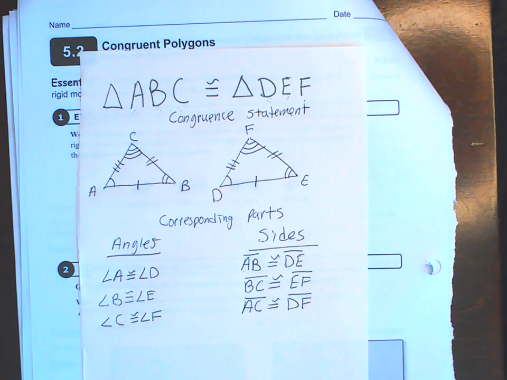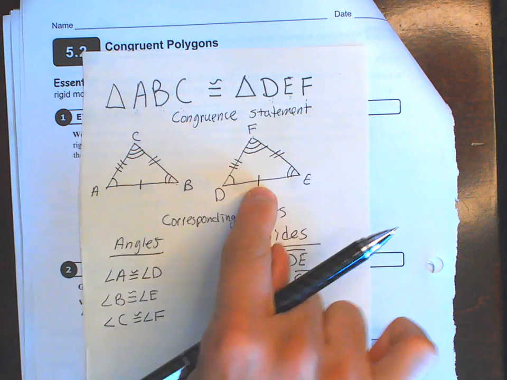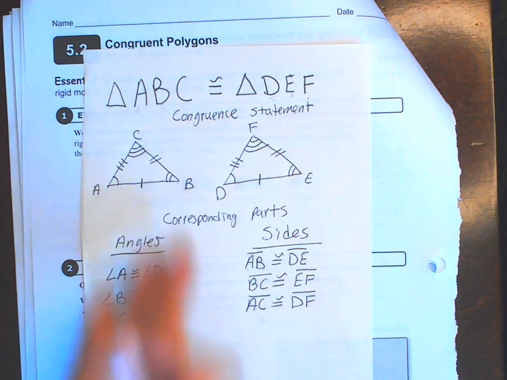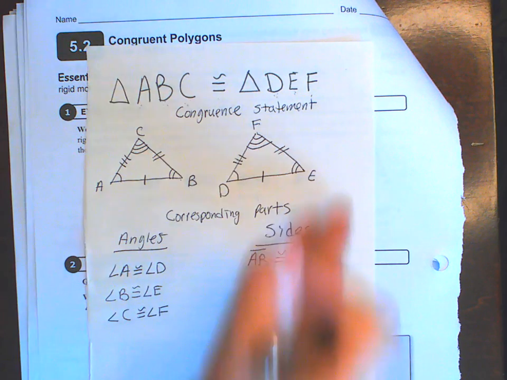So this is true when you have two polygons that are congruent. So if you have a quadrilateral, a pentagon, or a hexagon, and they happen to be congruent, you basically follow the same procedure. Okay, so if they tell you these two are congruent, what are their corresponding parts? Simply list the angles and list the sides.